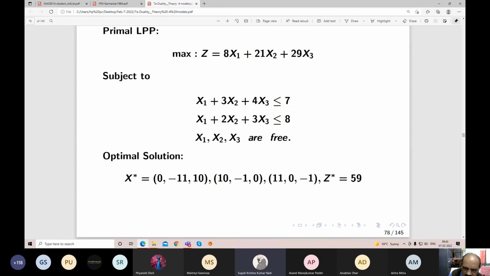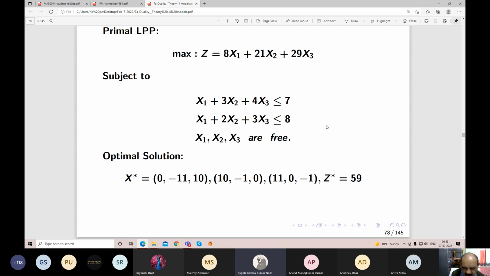So forget about x1, x2, x3. Only these two equations, they are inequations. One is less than or equal to 7, another is less than or equal to 8. So you have to add slack variables. If you add slack variables, then they will be equations. Then how many variables? Three variables and 2 slack variables, so 5 variables and 2 equations. Now 5 variables, 2 equations. How many basic feasible solutions? 5C2.